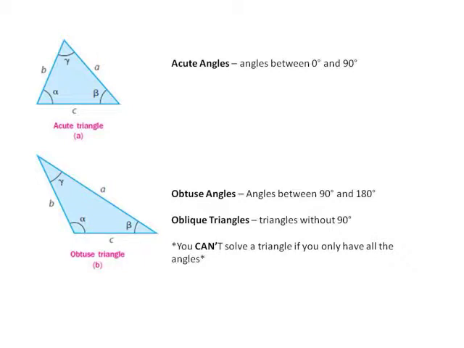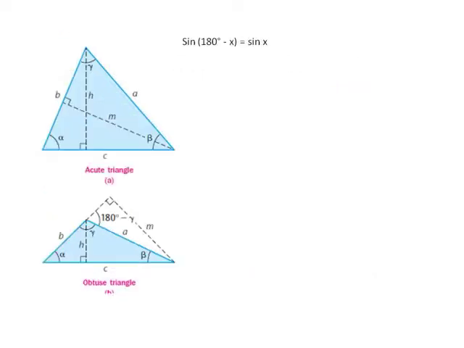Acute angles are from 0 to 90, less than 90 degrees, and then obtuse, which are huge, are 90 to 180. An oblique triangle is what you have not been dealing with. An oblique triangle means there's no 90 degrees. That means you can't use the Pythagorean theorem. You can't use x squared plus y squared equals r squared. So, also, you cannot solve a triangle if you only have all the angles, no sides.